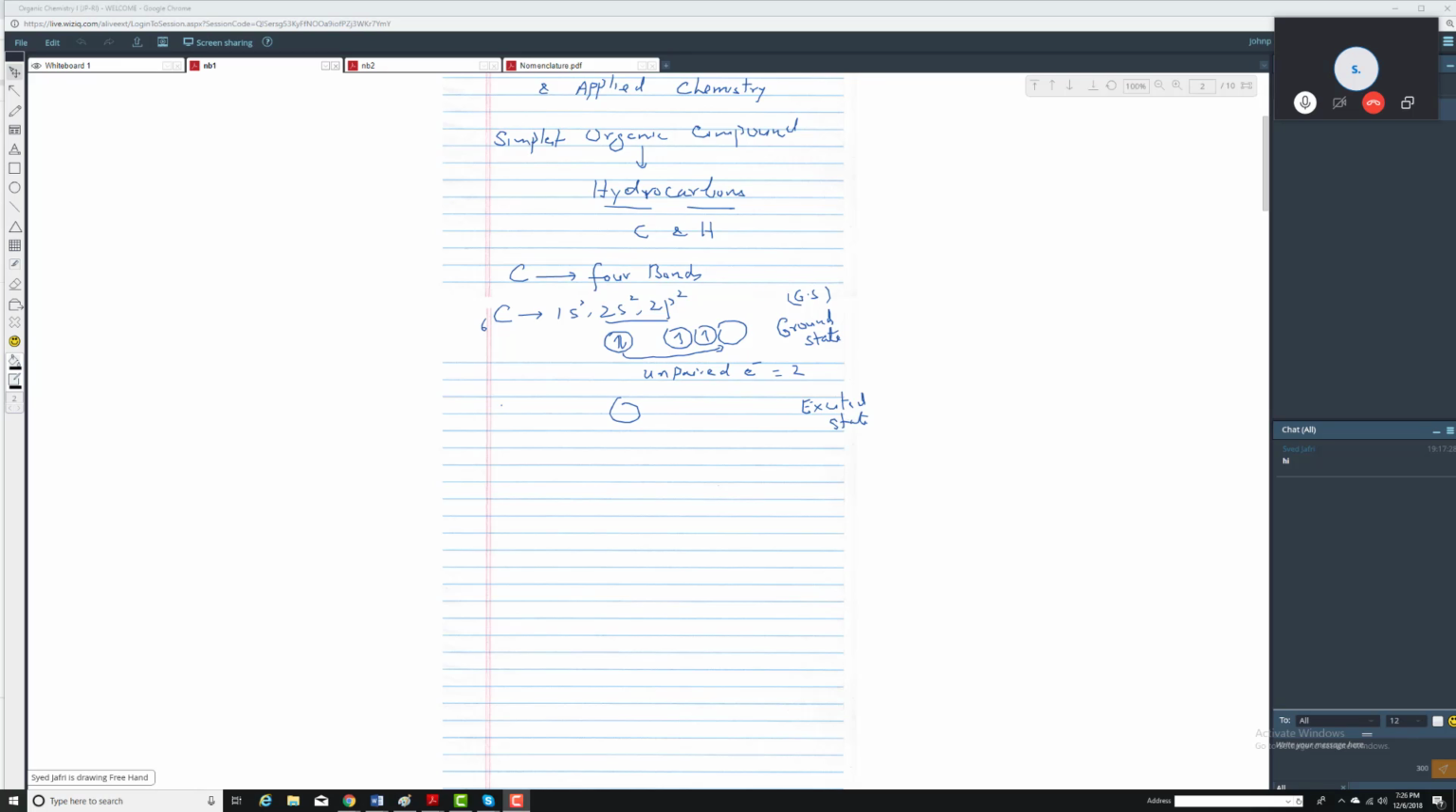And now how many unpaired electrons do we have? 4 unpaired electrons. So in the excited state, carbon has 4 unpaired electrons. That's why carbon makes 4 covalent bonds. That's why we call it tetravalent. Tetra means 4, tetravalent, 4 bonds.